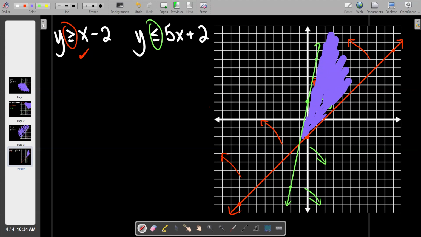Do you guys have any questions about how to graph a system of inequality? Nothing? All right, I will pause the old recording and I'll hand out your paper. And if this is the end of the recording, then that means no one had any questions.